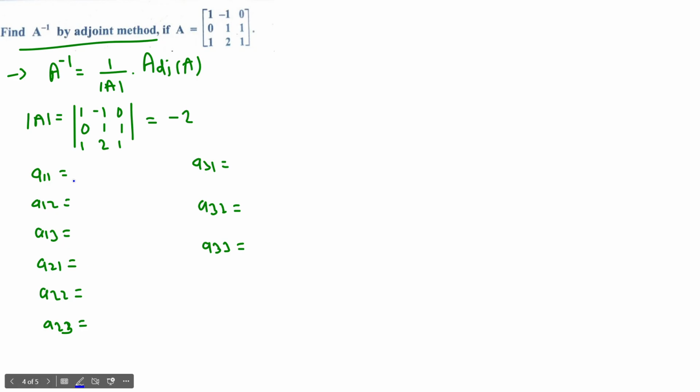So the value of A11 is minus 1. The value of A12 is again 1. The value of A13 will again minus 1. The value of A21 is plus 1. The value of A22 is again 1. The value of A23 is minus 3. The value of A31 is minus 1. The value of A32 is again minus 1. And the value of A33 is plus 1. Okay, you know how to find cofactors of 3 by 3 order matrix. Already we have seen in previous question.